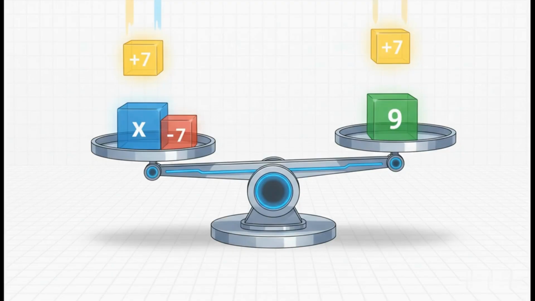Let's get to the fun part, step 4. We gotta find out what x is, which means we need to get it all by itself. Right now, 7 is being subtracted from it, so to undo that, we do the opposite. We add 7. And the golden rule of algebra? Whatever you do to one side, you've got to do to the other to keep it balanced. And look what happens. On the left, the -7 and +7 cancel each other out, leaving just our x. And on the right, 9 plus 7 gives us 16. There it is. The missing number is 16.